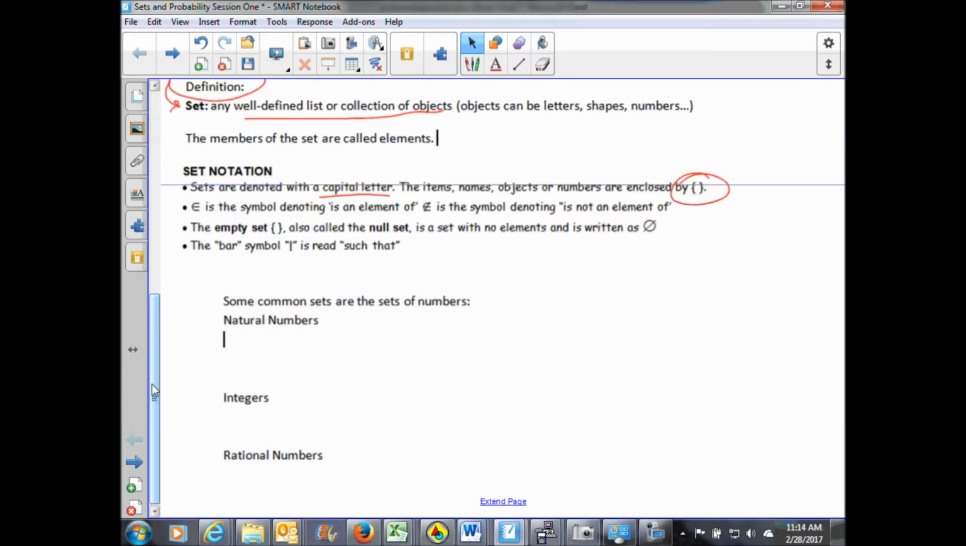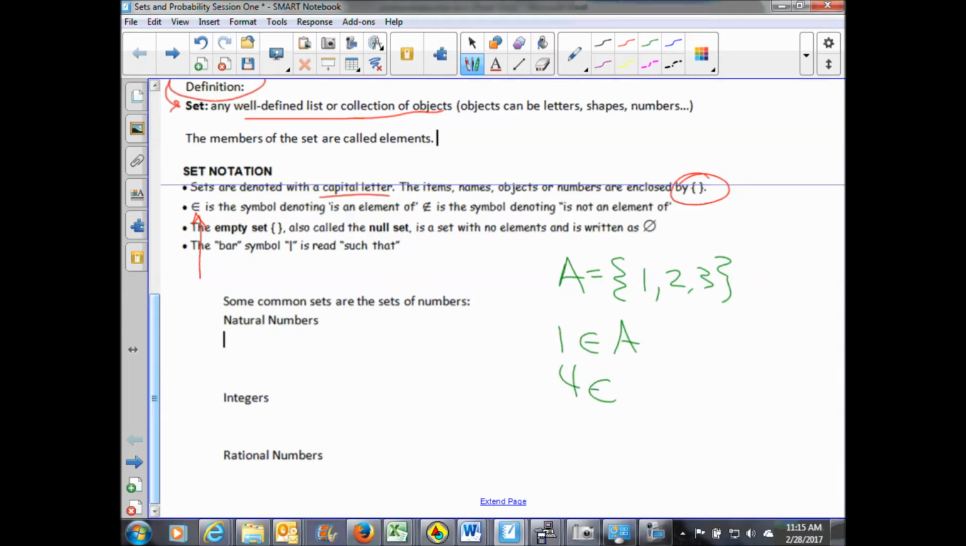But anyway, that's me. Now, this symbol right here is a very important symbol. It's the symbol that says something is in the set. For example, if we have the set A, let's just do this quickly, and let's let it be the set 1, 2, and 3, then we could say 1 is an element of set A. Now we would say 4 is not an element of set A, because notice 4 isn't in the set.